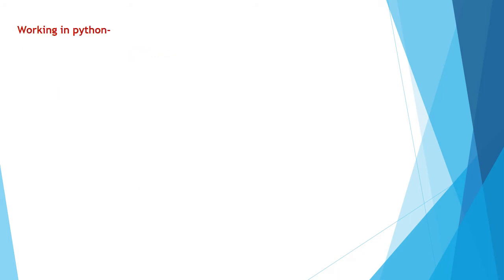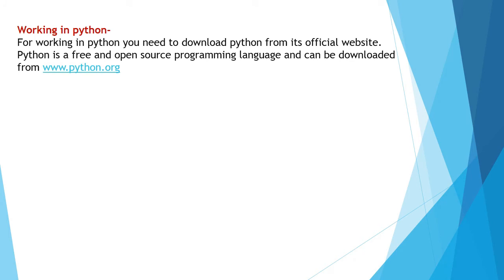Now let's see how to work in Python. For working in Python you first need to download Python from the official website, that is www.python.org. Since it is an open source and also a free programming language, you don't need to worry about downloading it. There is no cost for downloading it. You can download it freely from the official website.